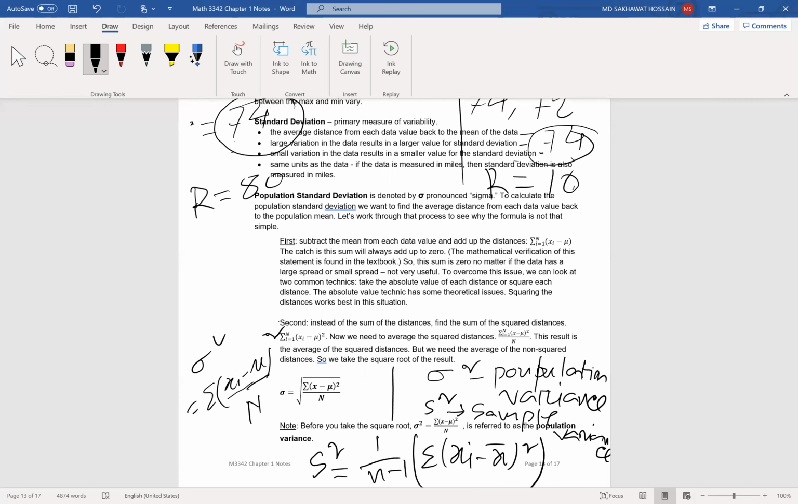And the standard deviation is the square root of the variance. If you take the square root of this, then it will be sigma. This is called sigma squared, and this symbol is called sigma. So sigma square is the population variance, and the standard deviation is the square root of this. On the right side it will be a square root of this number. So this is called population standard deviation.